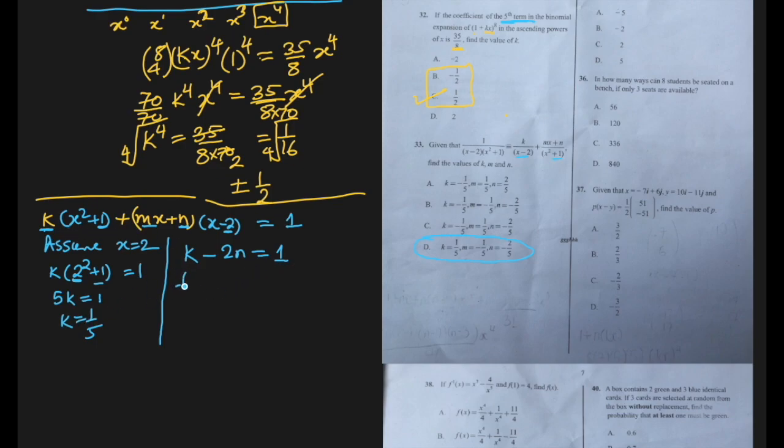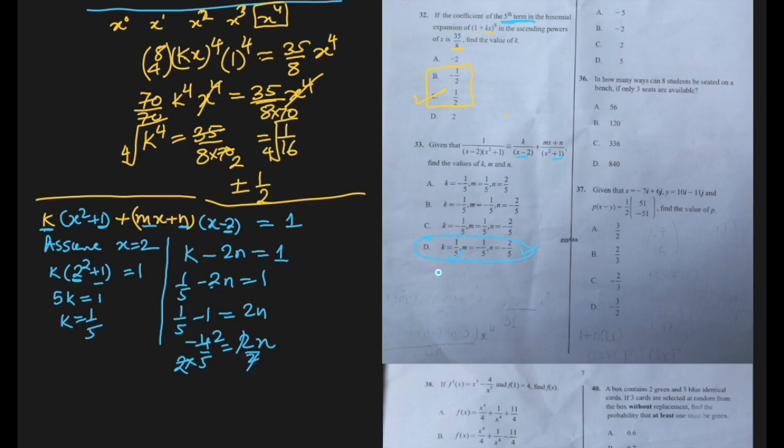K is known to us, k minus 2n equal to 1, and let me take n to the other side. 1 over 5 minus 1 equal to 2n. It will be minus 4 over 5 equal to 2n, divided by 2, divided by 2. So n is negative 2 over 5. See, it is matching both of them.